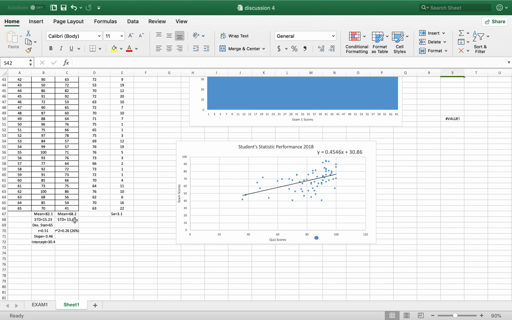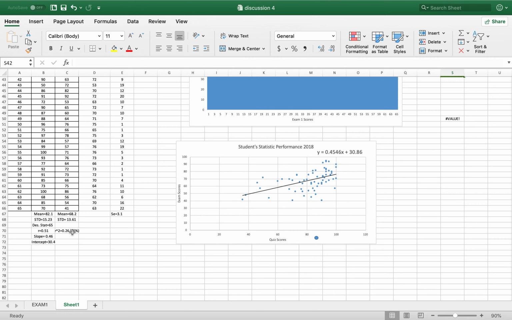And then I'll go down here. So our R is 0.51, and our R squared is 0.26, or 26%. Our slope is 0.46, and our intercept is 30.4. So for our R squared, which is 26%, this number gives us the fraction of the variability in exam scores that is accounted for by variation in the quiz scores.